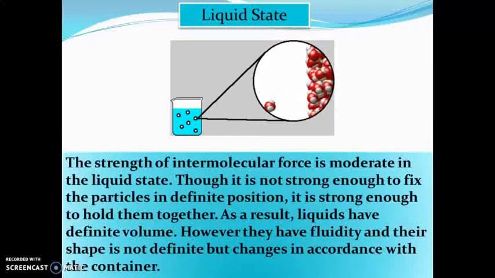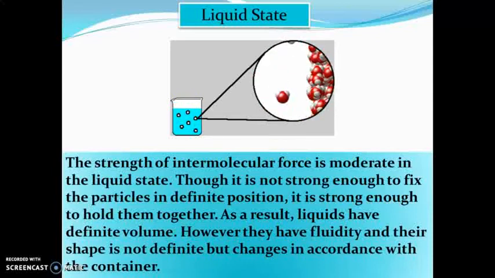Okay, so what is the difference we can see in the case of solid and liquid, children? We all know that solid has a definite shape. Liquid does not have a definite shape, but these forces can hold the particles together. As a result, liquids have definite volume. Now you can see in the diagram, this is the beaker in which I have taken water. This much is filled with water, so definite volume is there.